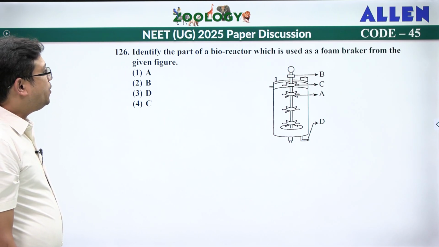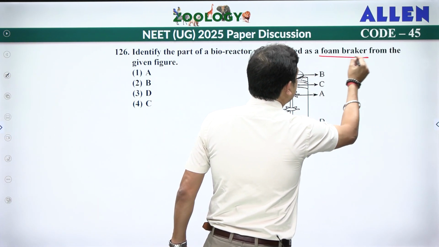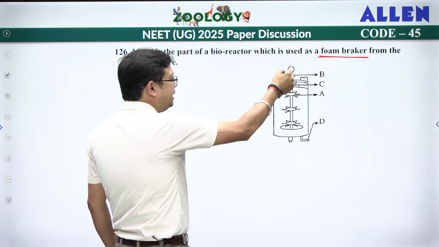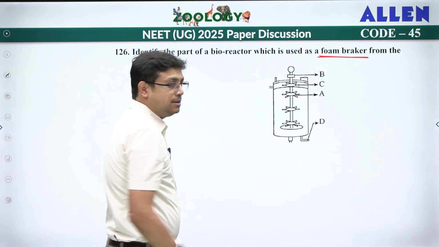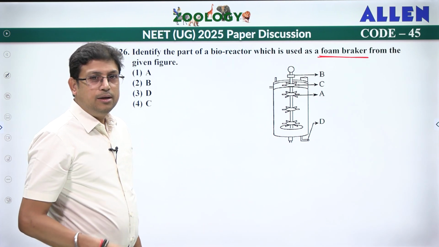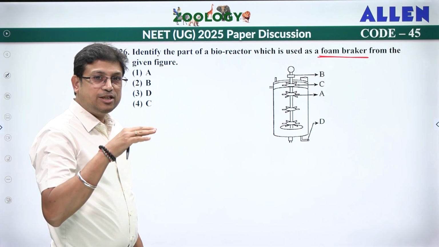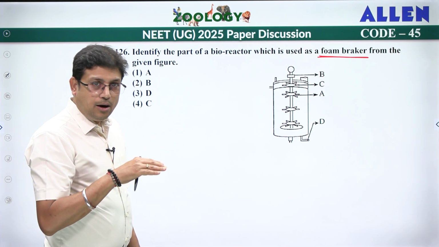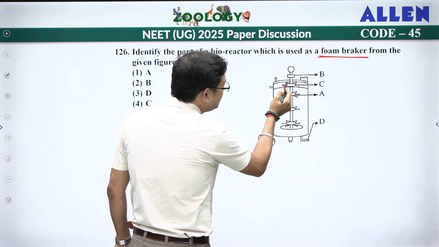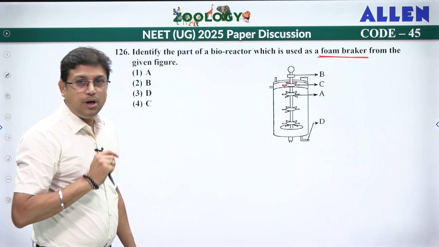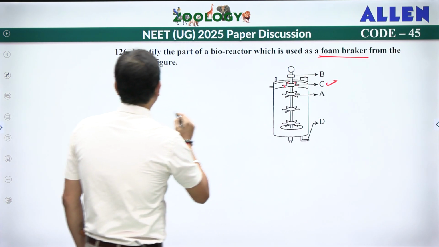Identify the part of the bioreactor which is used as a foam breaker. What is a foam breaker? Actually, here the baffle is there. The baffle is attached with this blade. So when they rotate, what happens? They will agitate the media. So froth will come out. Foam will be formed. So this foam has to be cleared on a regular basis. That is why some blade-like structures are attached. So continuously they will cut down the froth. So C will be the answer.